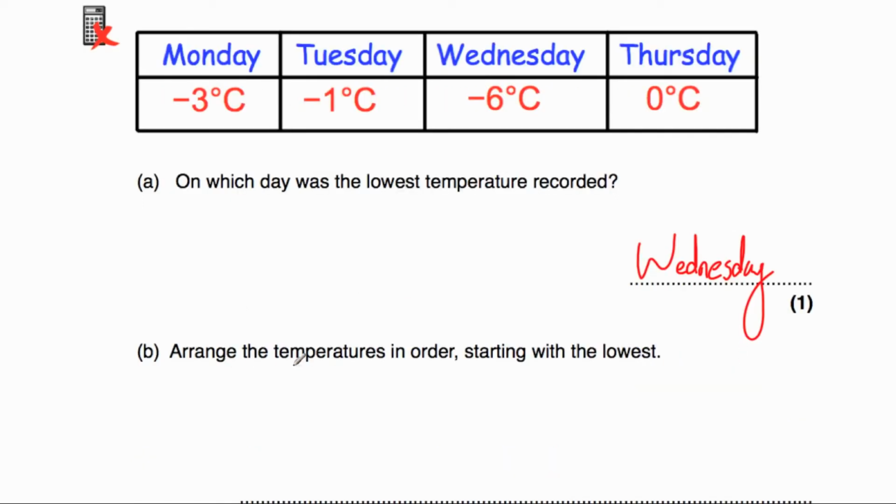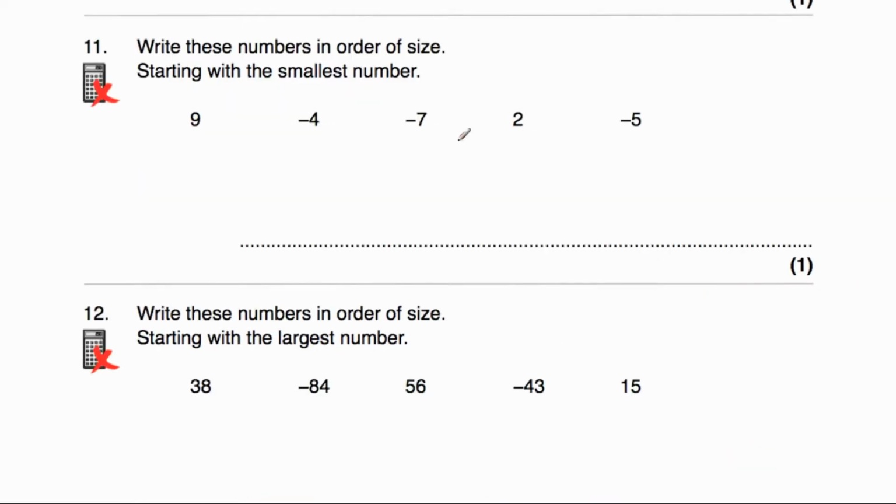And part B says, arrange the temperatures in order, starting with the lowest. So the lowest temperature would be -6 degrees Celsius. Then we've got -3 degrees Celsius. Then we've got -1 degree Celsius. And then finally, the highest temperature is 0 degrees Celsius. Okay, question 11. So question 11 says, write these numbers in order of size, starting with the smallest number.